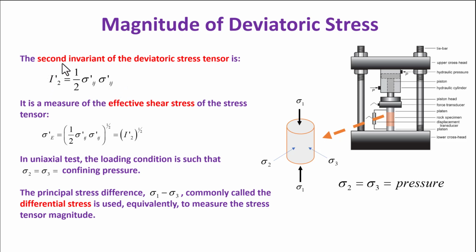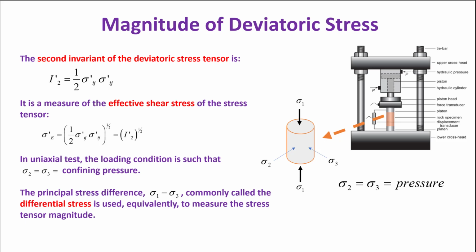The second invariant for the deviatoric stress is this one. Again, we are adopting the Einstein summation convention. The second invariant is a measure of the effective shear stress. In many textbooks, they call this effective shear stress, which is the second invariant of the deviatoric stress square rooted.